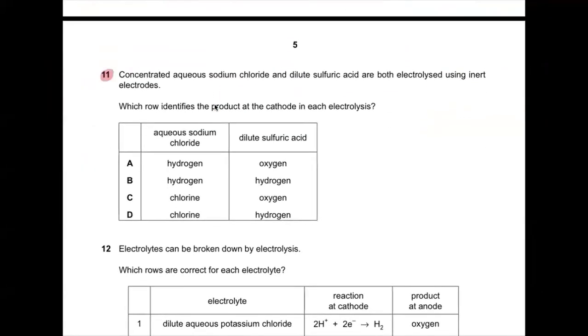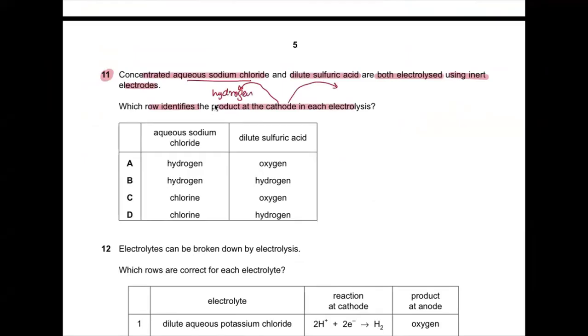Now, MCQ number 11. Concentrated aqueous sodium chloride and dilute sulfuric acid are both electrolyzed using inert electrodes. Okay. Which identifies the products at the cathode in each electrolyte? Okay. So it's aqueous sodium chloride. So at the cathode, we are going to get hydrogen because hydrogen is less reactive than sodium.